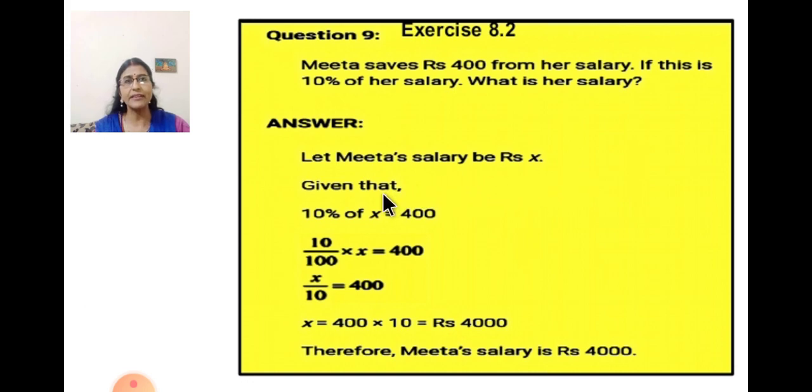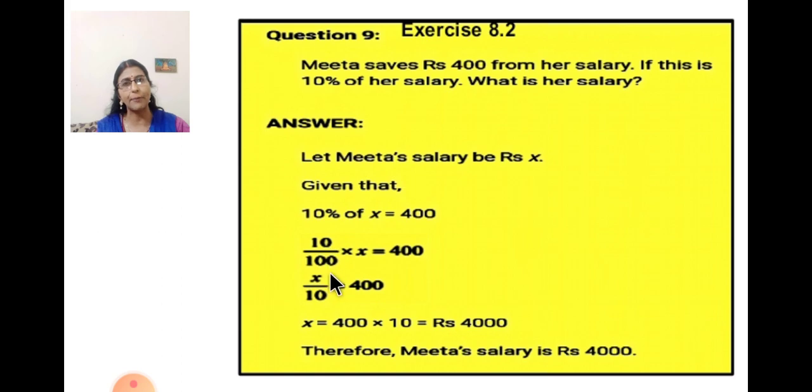And what is given in the question? In the question, you know 10% of her salary is what she saved. So 10% of her salary is equal to rupees 400. That is her saving. So let us write in this way, 10% of X. X means her salary. So 10% of X is equal to 400. 400 is her saving. And then we will solve it.